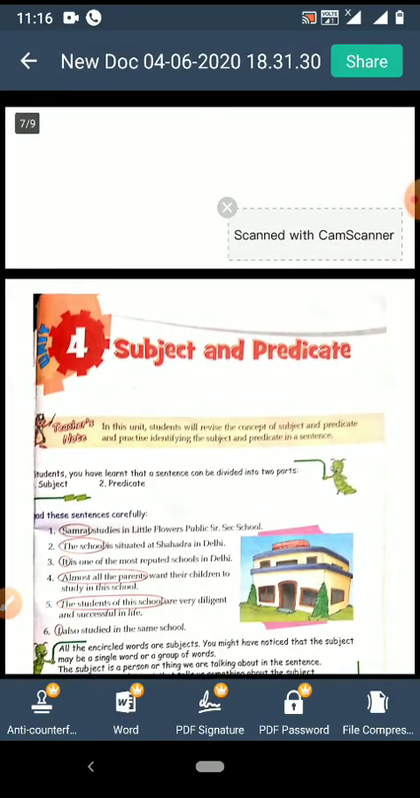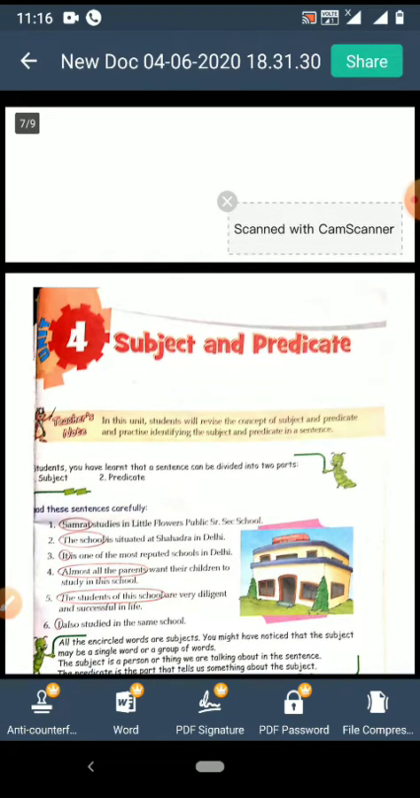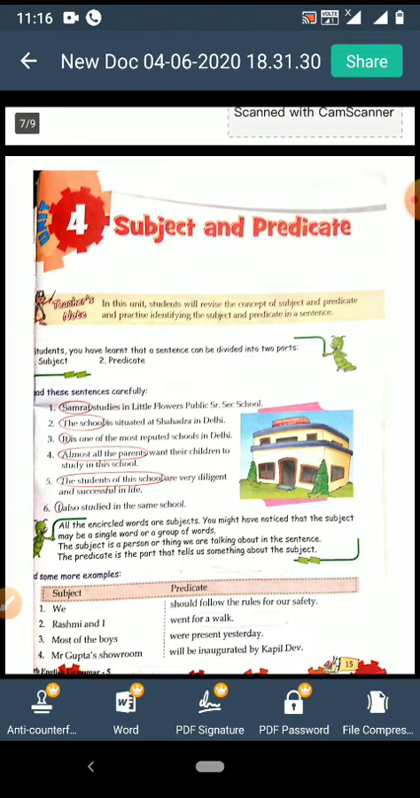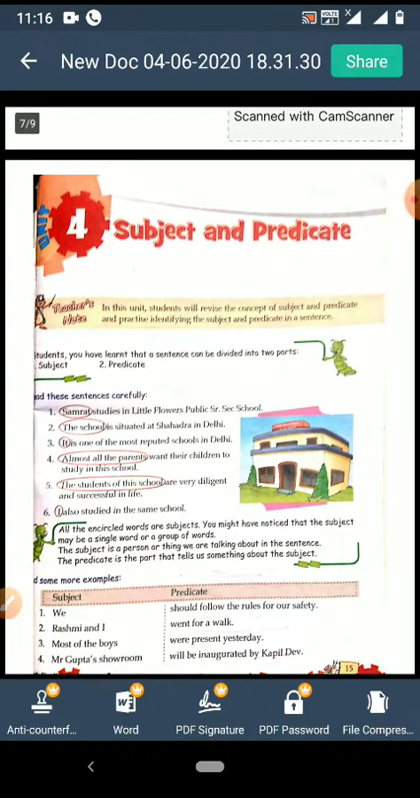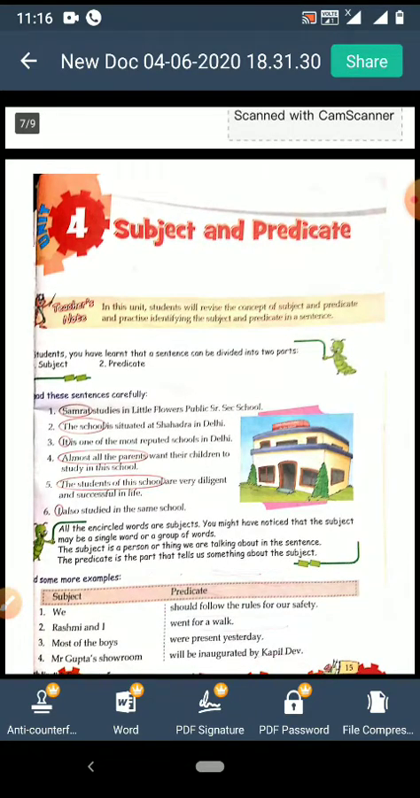Now, we will learn more about subject and predicate and try to identify the subject and predicate in a sentence. As you know, a sentence can be divided into two parts. The first part is the subject and the second part is the predicate. Now, read these sentences carefully. First, Samrat studies in Little Flower Public Senior Secondary School. Now, Samrat is the subject which is encircled.